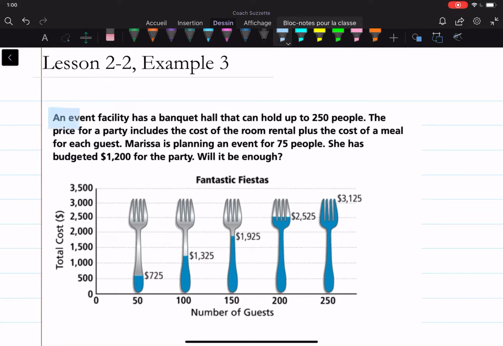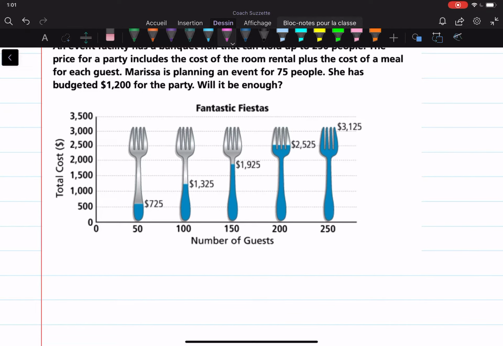We are given an event facility has a banquet hall that can hold up to 250 people. The price for a party includes the cost of the room rental plus the cost of a meal for each guest. Marissa is planning an event for 75 people. She has budgeted $1,200 for the party. Will it be enough? Okay, well, let's have a closer look at this graph that we're given.